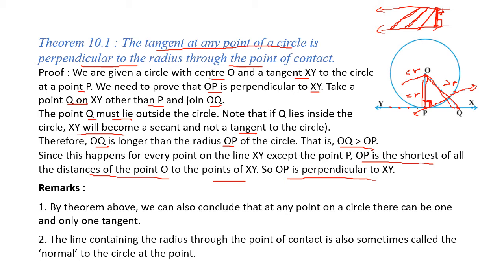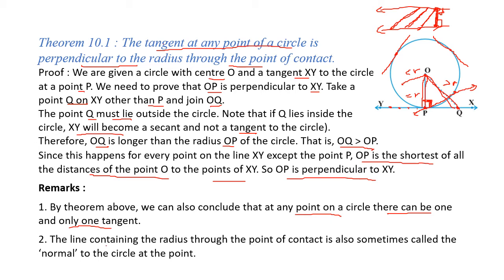Now let us see these remarks. By this theorem above, we can conclude that at any point on the circle, there can be one and only one tangent. Means, whenever I draw any point on the circle, suppose I draw this point or this point, then through this point only one tangent can pass. Any point on the circle can have only one tangent.